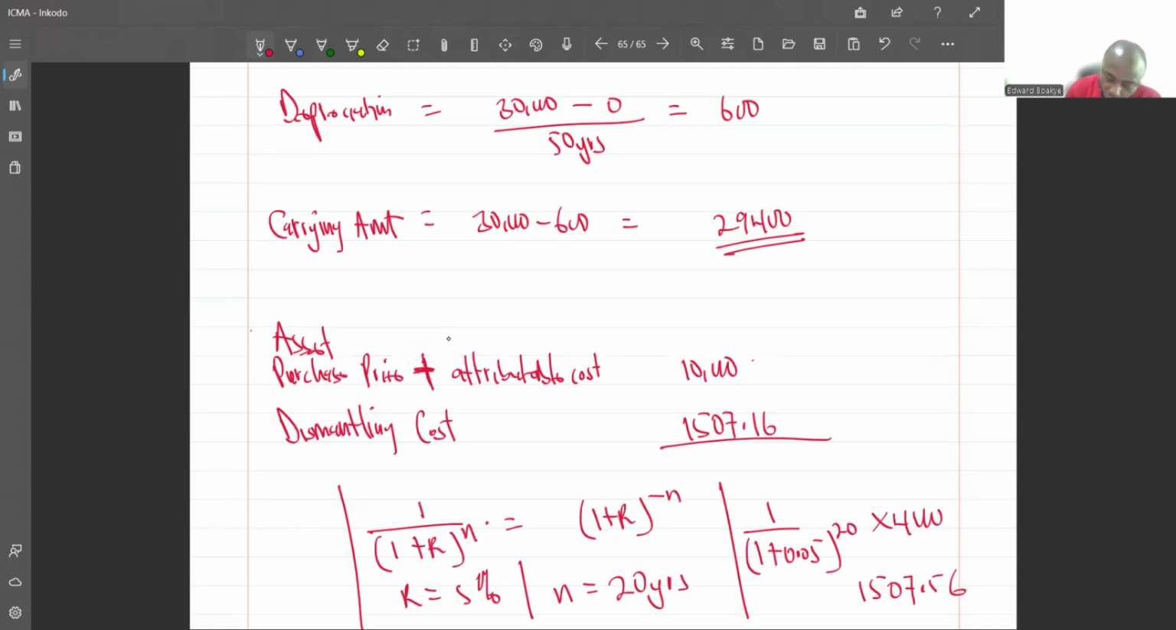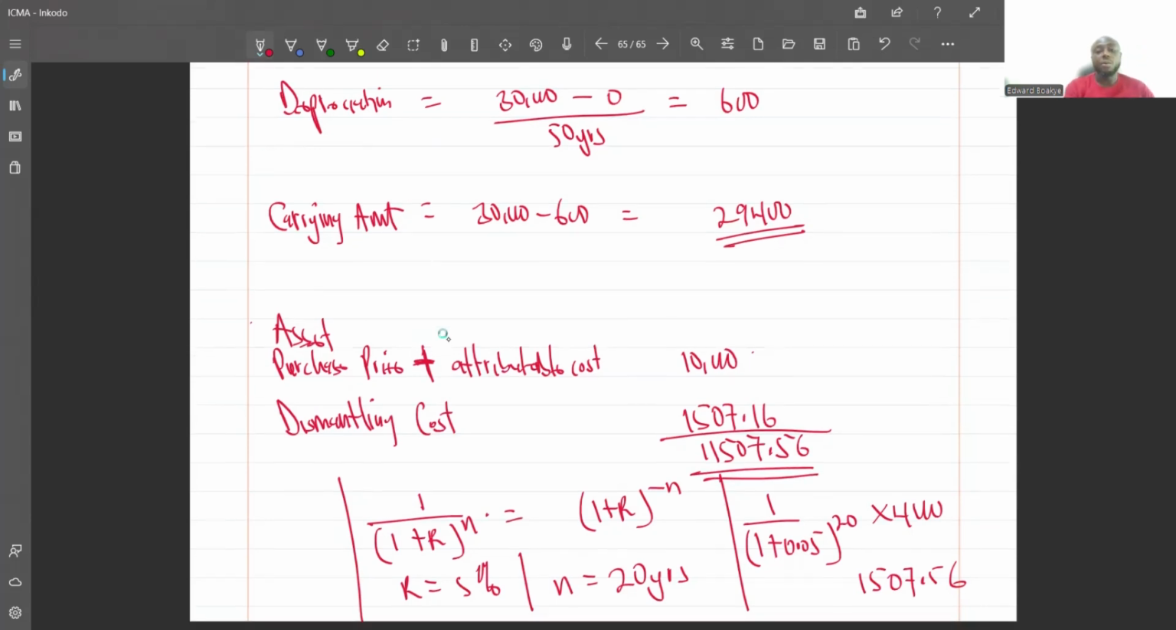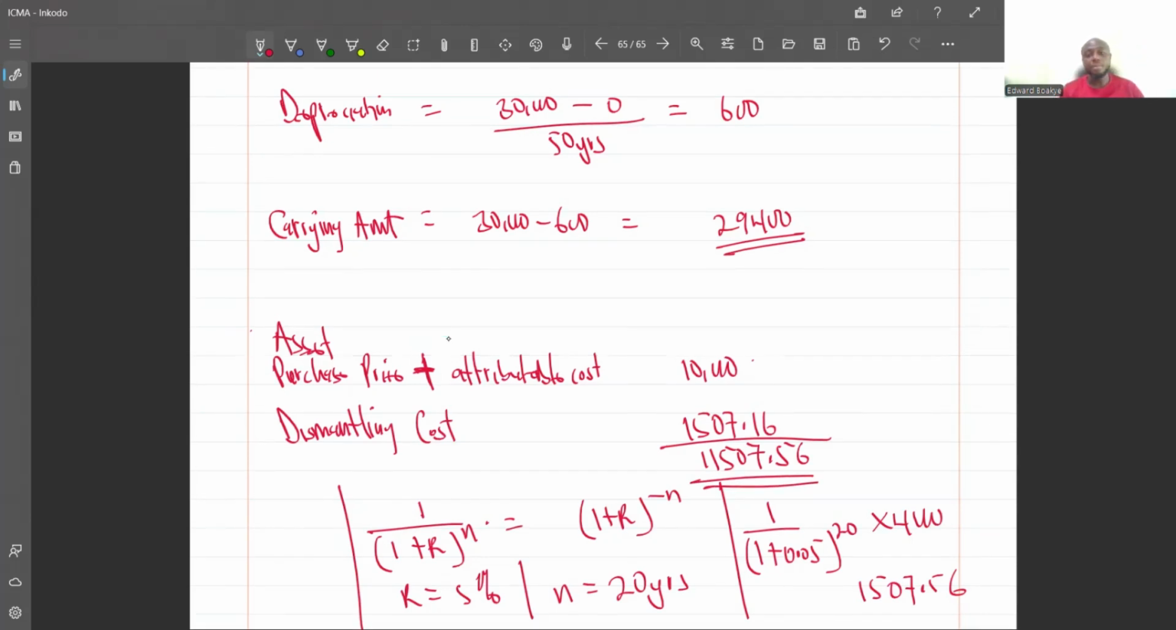we get 11,507.56. But please, whenever you bring something to the present, it should have two legs because it is a future cost brought to the present. That's a present value. And it is a liability because it's something we pay in the future. So it will be part of the asset, but we also have to capture it as what? A liability. So we'll have an asset and a liability component.